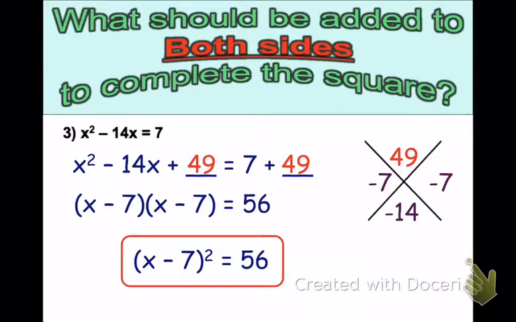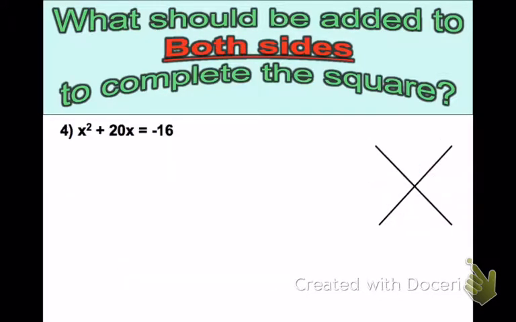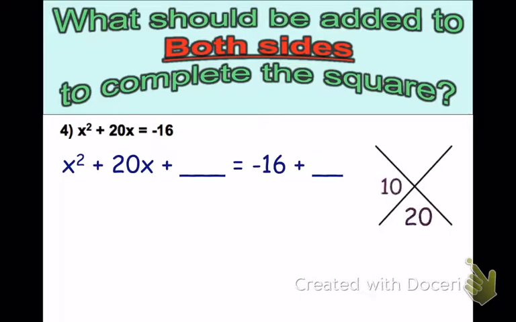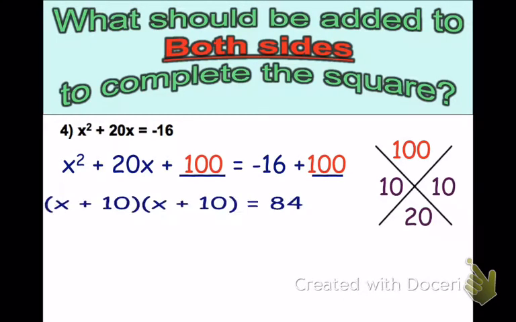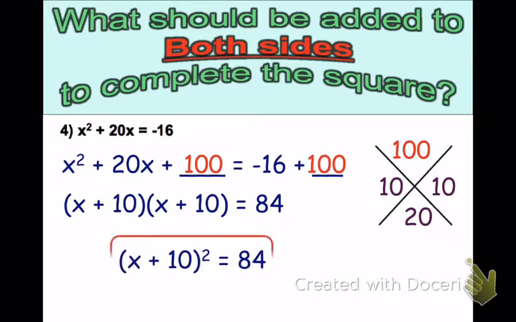Go ahead and try the last one, pause the video, and then come back and check your answer. All right, now that you've done it, you should have the following answer. So we have 20 as our linear term, our middle term. If we take half of it, we get 10, and 10 times 10 is 100. Whether you set up the x factor or not, you're going to add 100 to both sides. Shortcut x plus 10, and on the right side you get 84. So the final answer you should get here is x plus 10 squared equals 84.